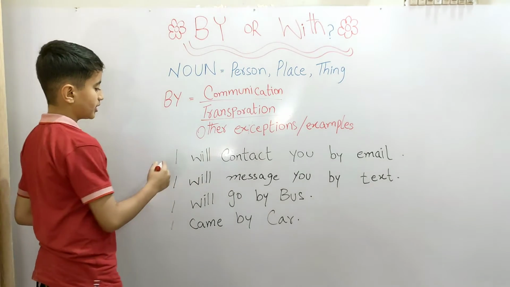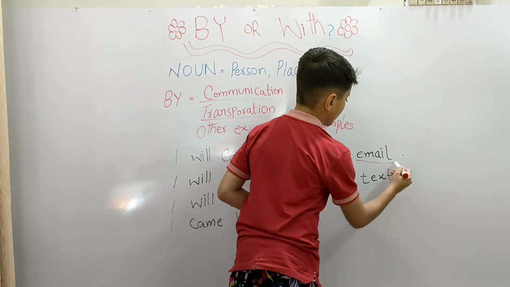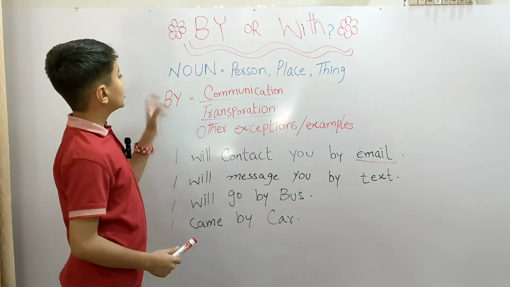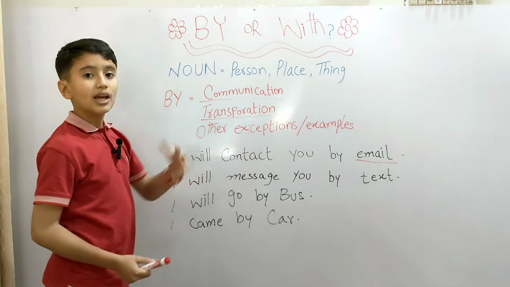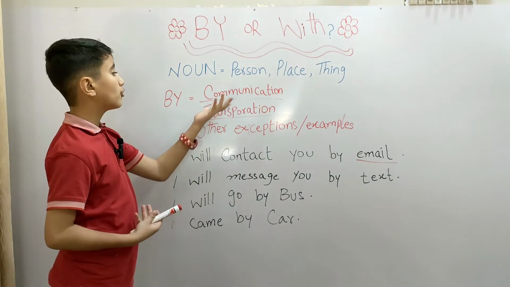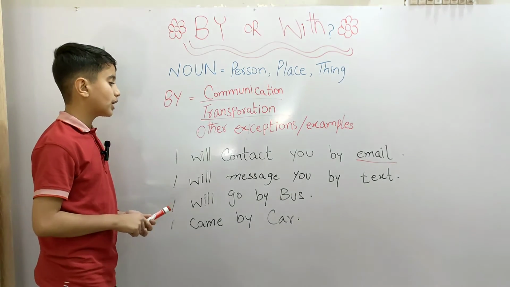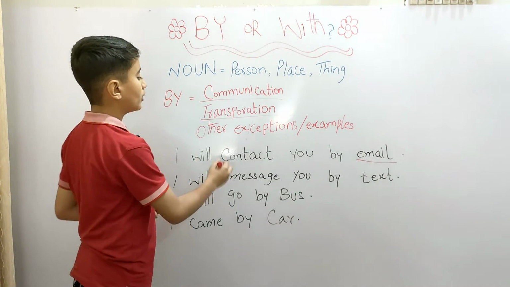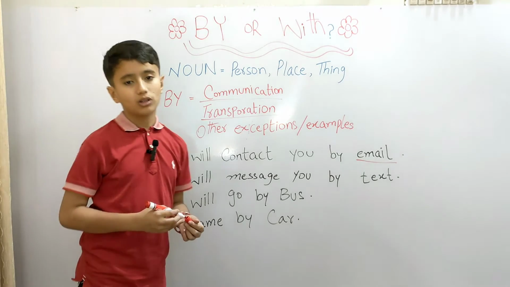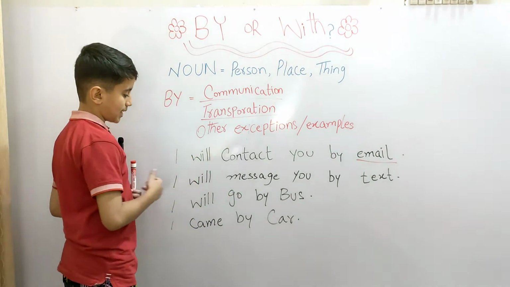So we have a few examples here. I will contact you by email. By email. So email here is the noun, and what it functions as here is a way of communication. As I said, it can be communication. Like we can also say, I will contact you by call. That can be correct.